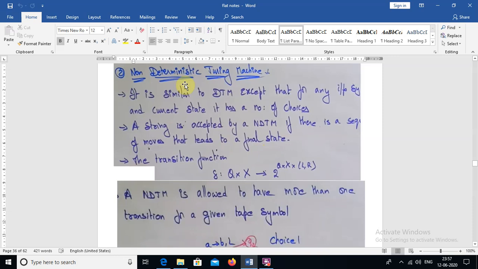It is the same as the deterministic Turing machine, but there is a difference in the transition function. If q is a state and x is an input symbol, then n transitions are possible for the deterministic machine, and 2 power n transitions are possible for the non-deterministic machine. There is a difference in the transition function.